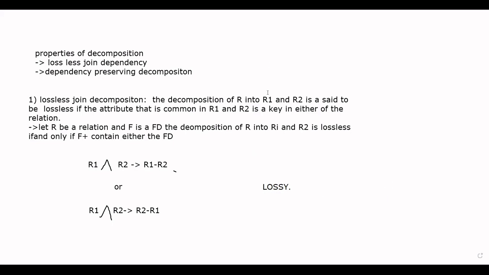Okay, have all of you written this? Ma'am, it will give it if this will be lossy. No. If this condition is true, it is lossless. Otherwise, it is lossy. If the condition is false, it is lossy. Okay, thank you.